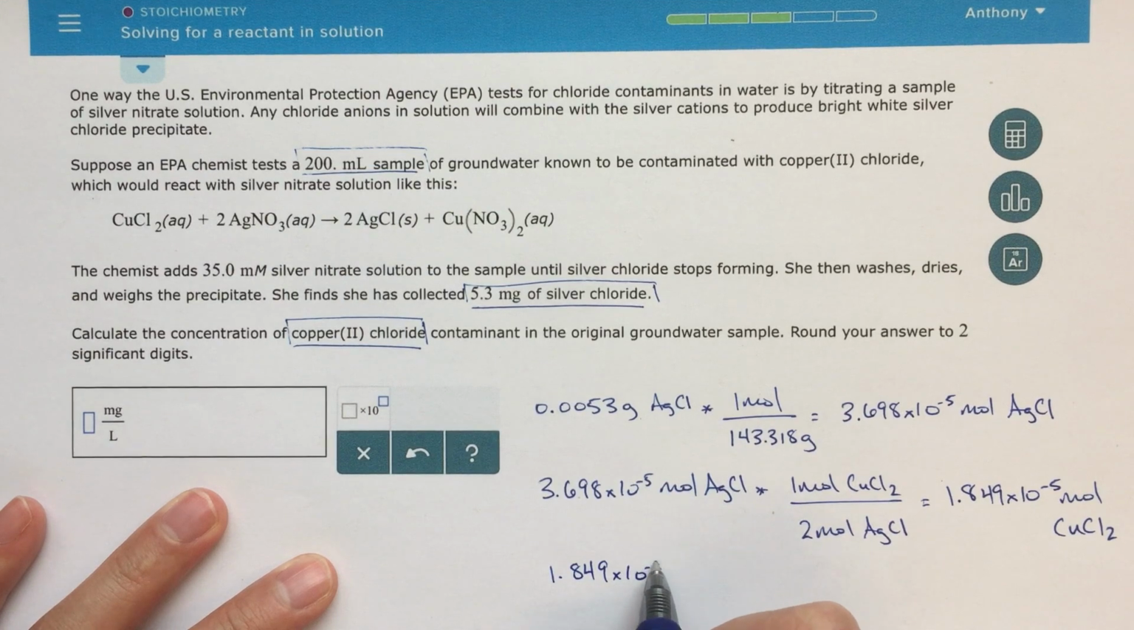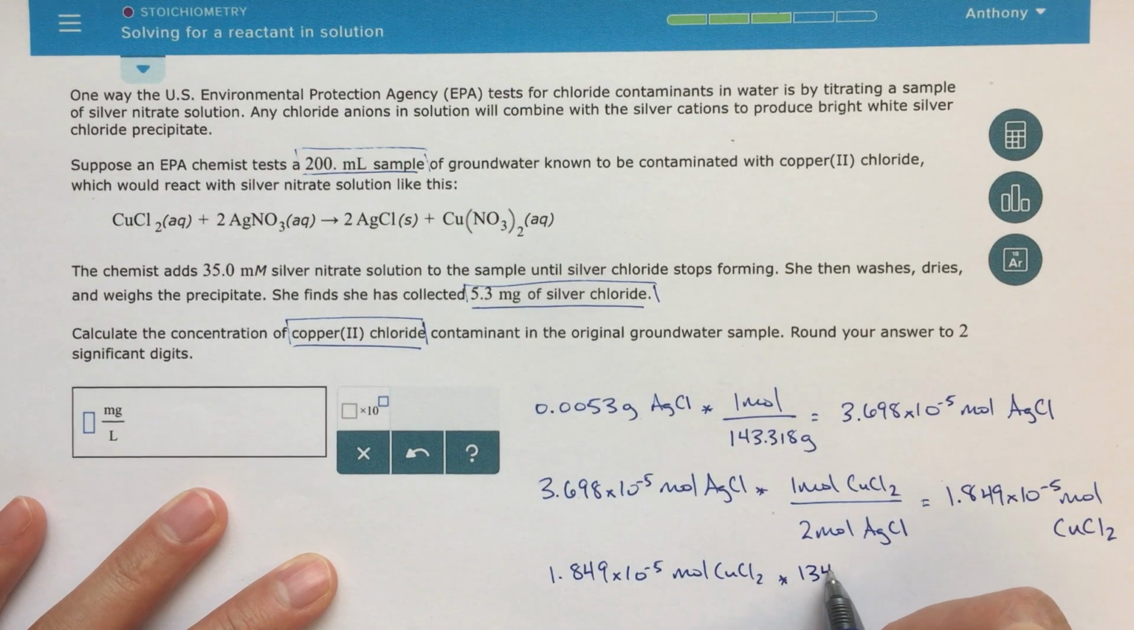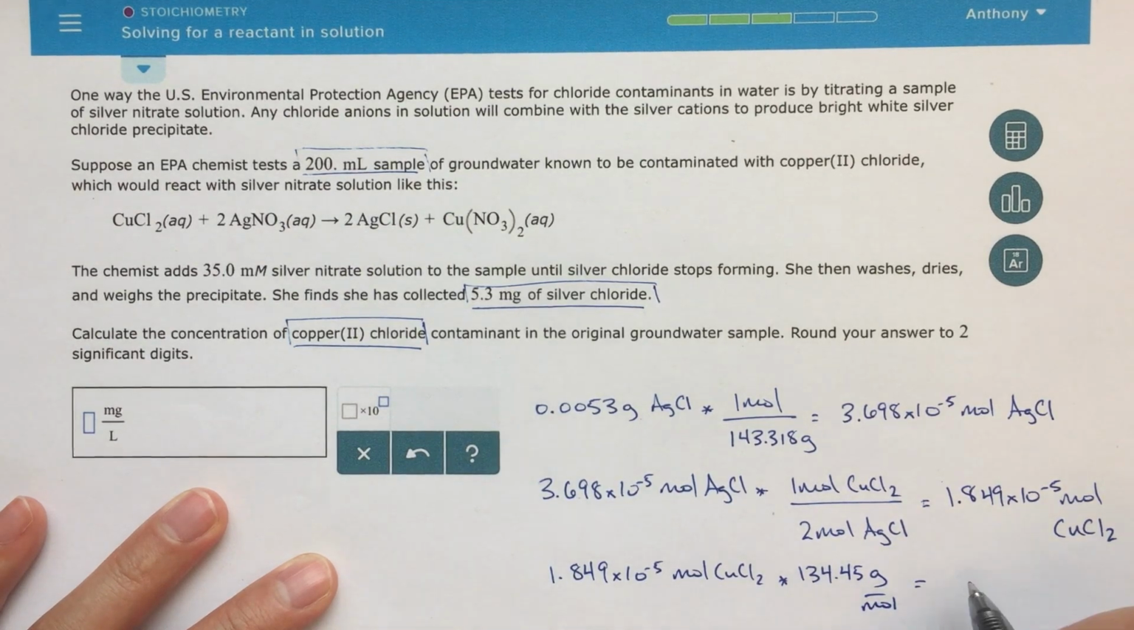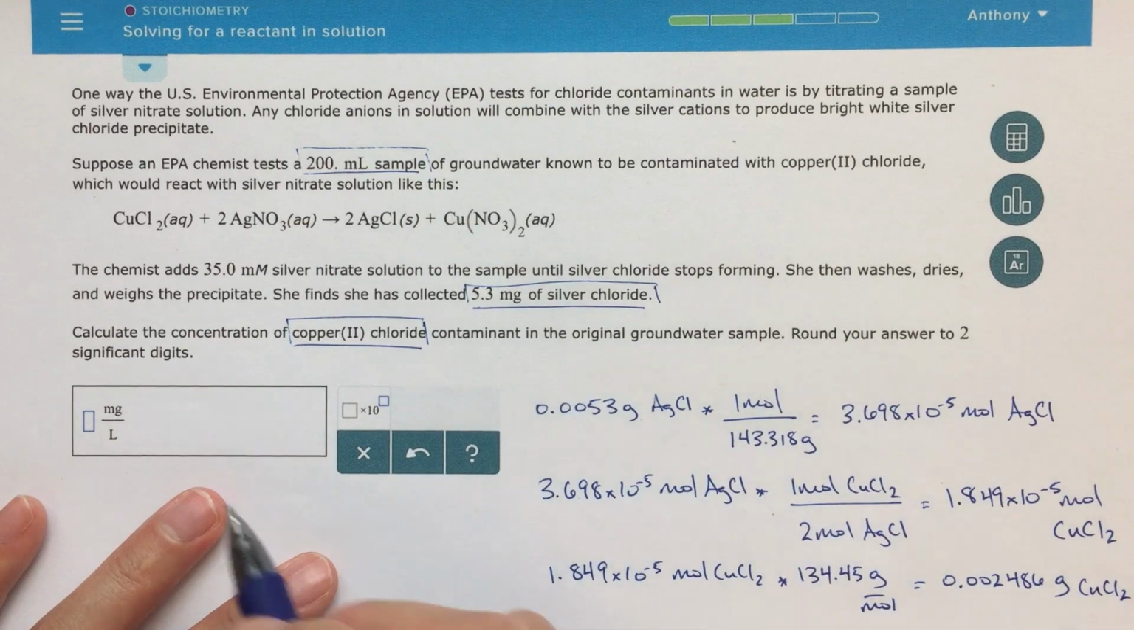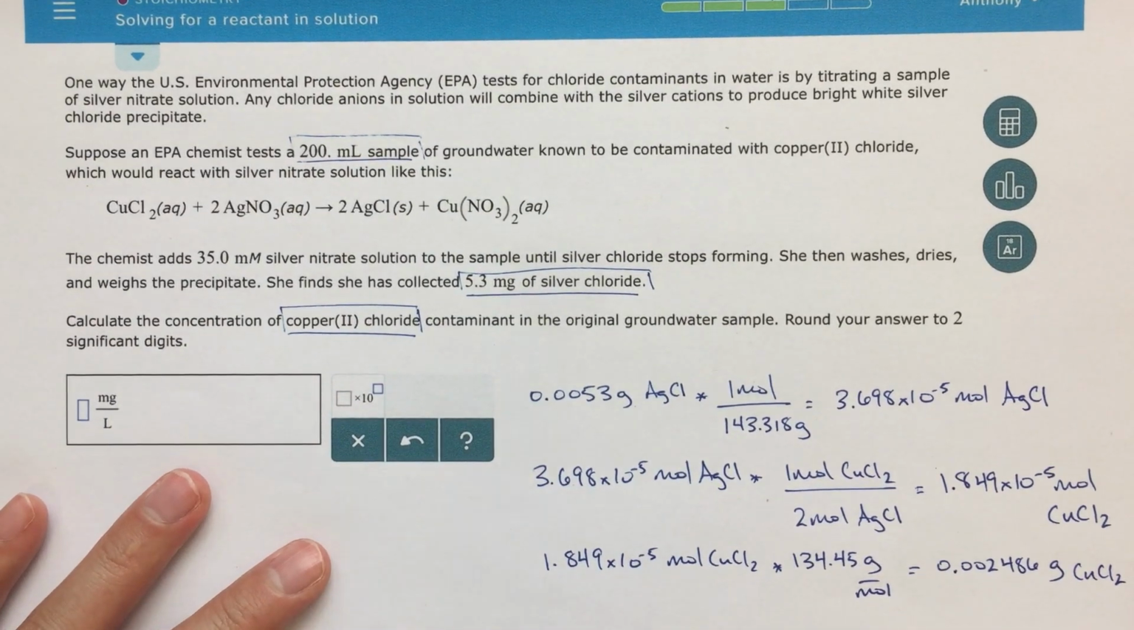1.849 times 10 to the minus fifth moles of copper chloride times, what's my molar mass? 134.45 grams per mole. Gives me 0.002486 grams of copper chloride. So not very many grams of copper chloride. I can convert this grams into milligrams since my final answer is asking in terms of milligrams per liter. So this would equal 2.486 milligrams of copper chloride.